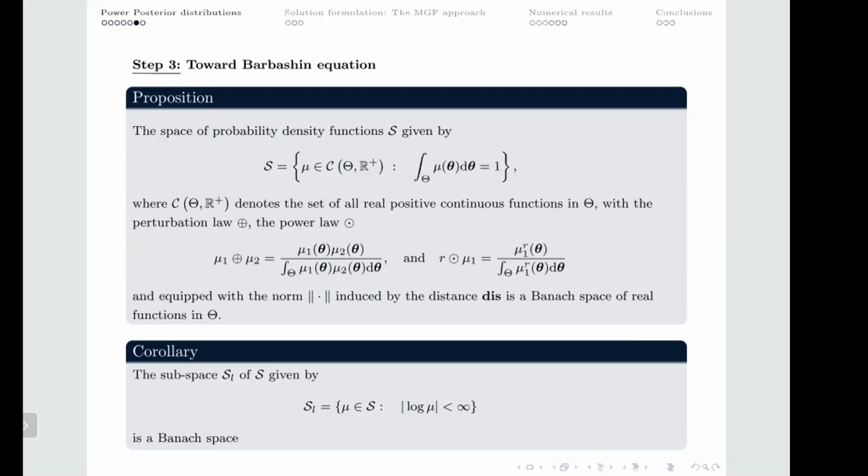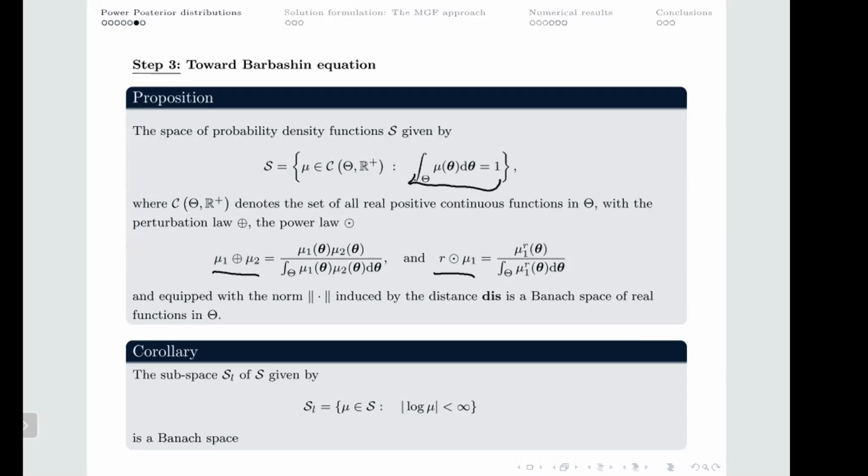giving the space of probability density functions S. And then with this condition, we have that everything is bounded in this space. So we equip this space with the internal composition law, and also with this external composition law. So we can show easily that S is a Banach space.